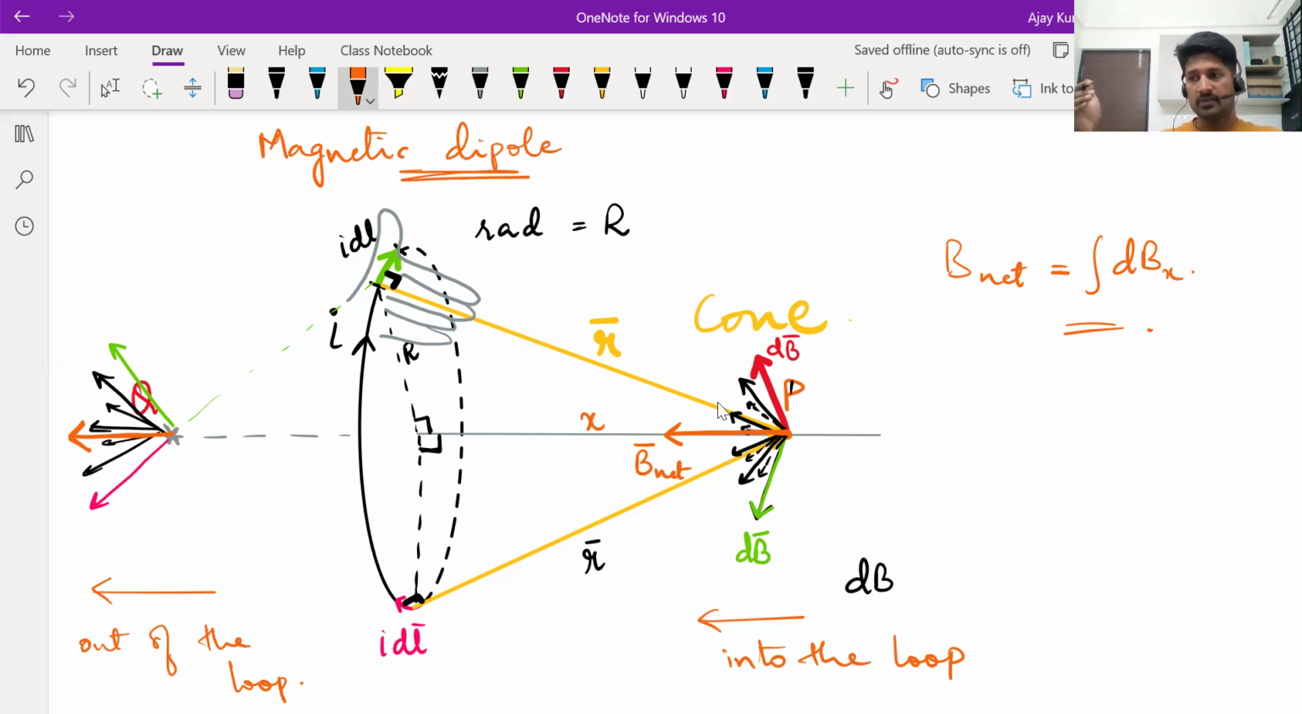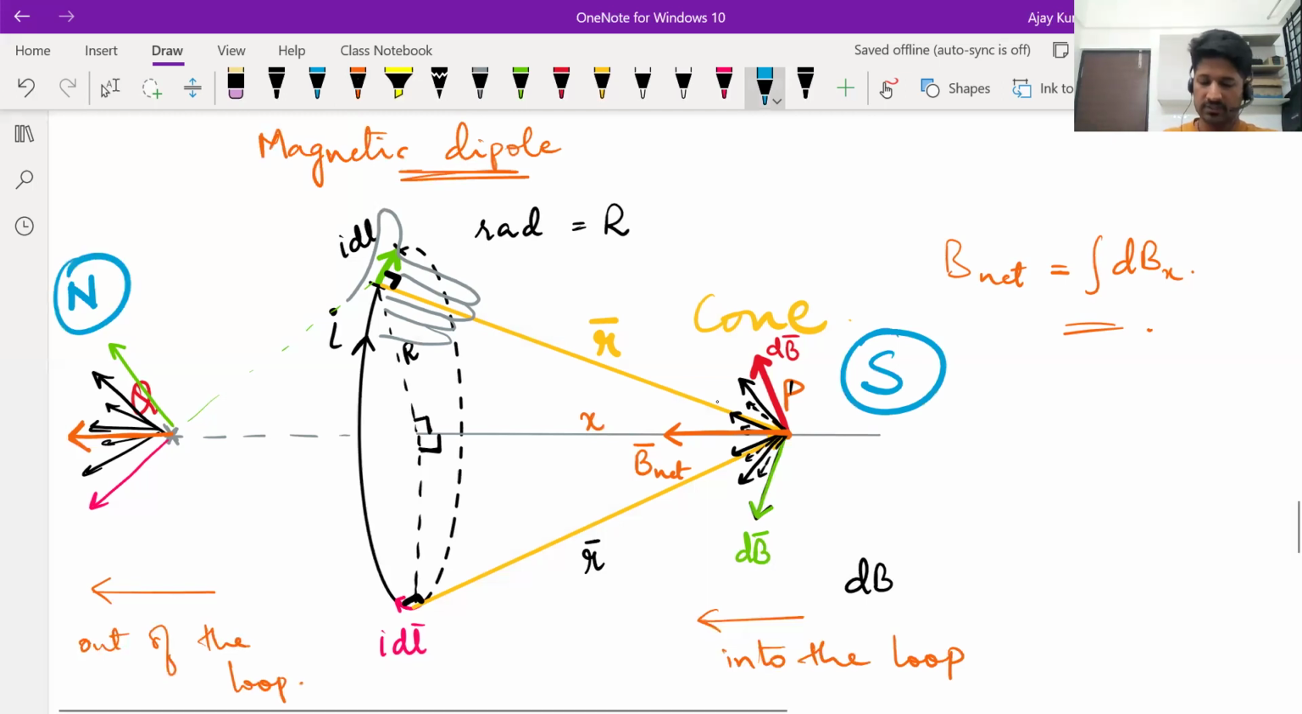The side on which the field is entering into the loop becomes the south pole of the magnet. And the side where the field is going out of the loop becomes the north pole of the magnet. So this effectively behaves like a magnet. Current carrying loops behave as magnets. This is the principle behind the working of electromagnets.